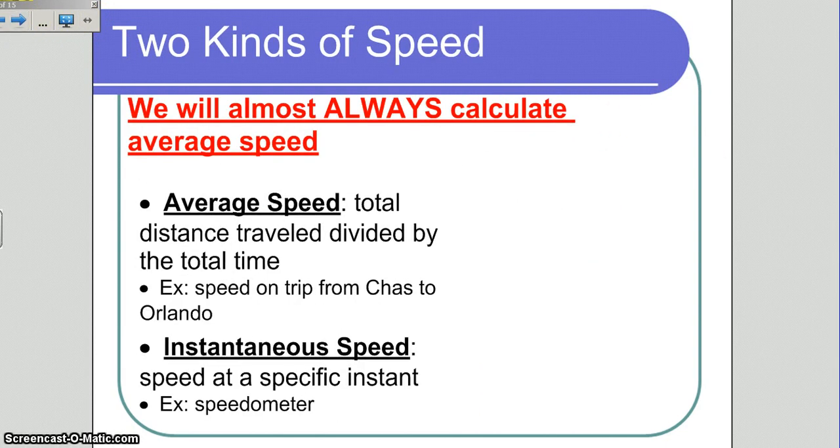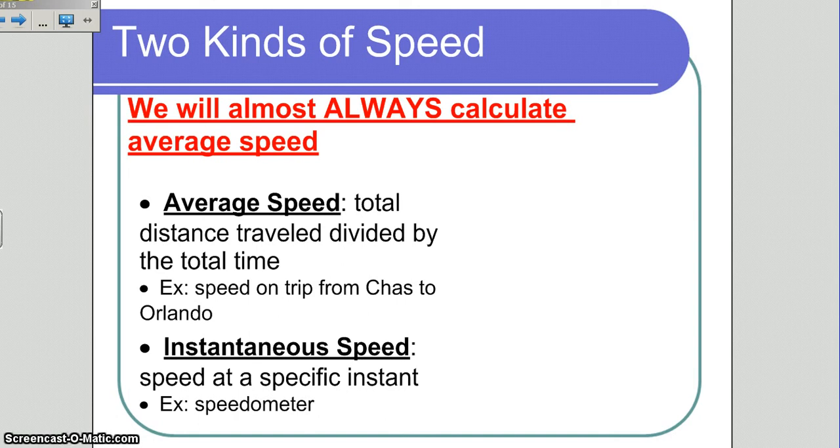We've got multiple different kinds of speed, which gets really confusing sometimes. But we can almost always calculate average speed. That's what we're usually doing. It's the total distance traveled divided by the total time traveled. So you could say an average speed on a trip from Charleston to Orlando. Now, there's also instantaneous speed, which is a speed at any given specific point in time.